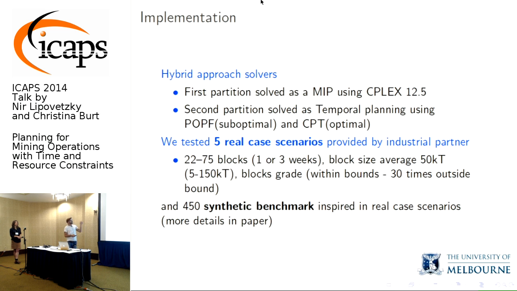So we solved the first part using CPLEX. For the second part, we use the latest version of POPF, a suboptimal planner, and CPT, which is an optimal planner. For the number of blocks, we took 5 real case scenarios from the industrial partner. It can go from 1 week to 3 weeks, which is 22 to 75 blocks. The size of the blocks, the range is very different, and the same for the grade. So you can go from waste almost to something very good. And we also generated synthetic benchmarks that we're not going to talk about here, but there's more information in the paper.